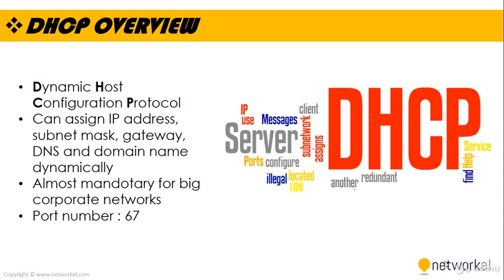DHCP uses port number 67, and for example, if you are managing a network with 1000 clients, it is almost impossible to assign IP address configuration manually for each client, so DHCP is almost mandatory for big corporate networks.